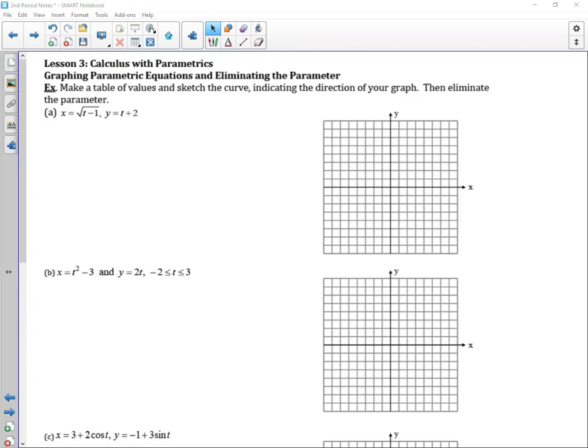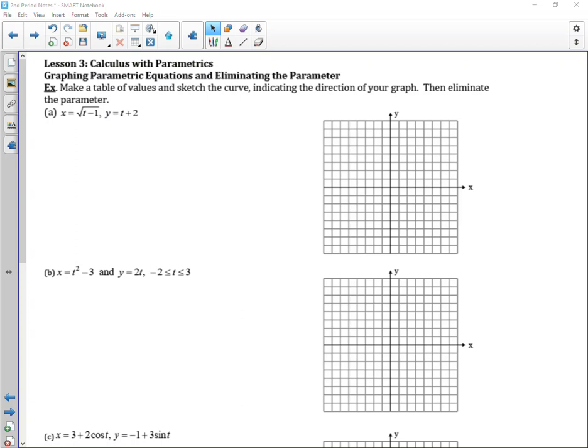All right, so parametrics are where you have an x function and a y function, but both defined with a parameter. Usually that parameter is t for time, but they can define it as whatever they want. So both are outputs dependent on an input of t.